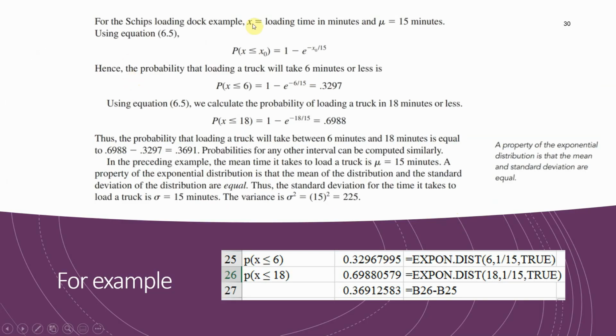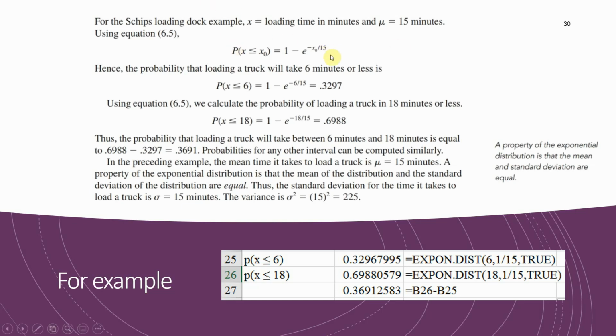So let's say that we're looking at loading time. For a ship loading dock, let's assume that the random variable x is loading time in minutes, and that the average time μ is 15 minutes. So first of all, you'll notice that there's no standard deviation like we've seen in other problems, for example with the normal probability distribution. A property of the exponential distribution is that the mean and the standard deviation are equal. So sometimes if you're not given the standard deviation, think about, okay, is this because it's something I should know, or is it because maybe I'm dealing with an exponential probability distribution?